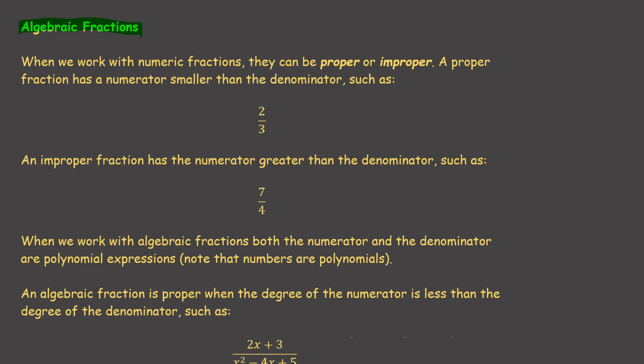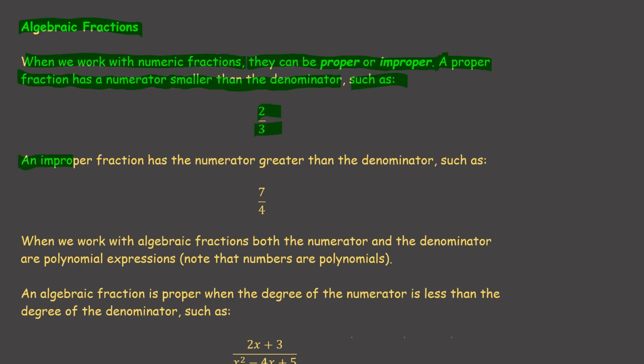Algebraic fractions. When we work with numeric fractions, they can be proper or improper. A proper fraction has a numerator smaller than the denominator, such as 2/3, with 2 being less than 3. An improper fraction has the numerator greater than the denominator, such as 7/4, because 7 is more than 4.